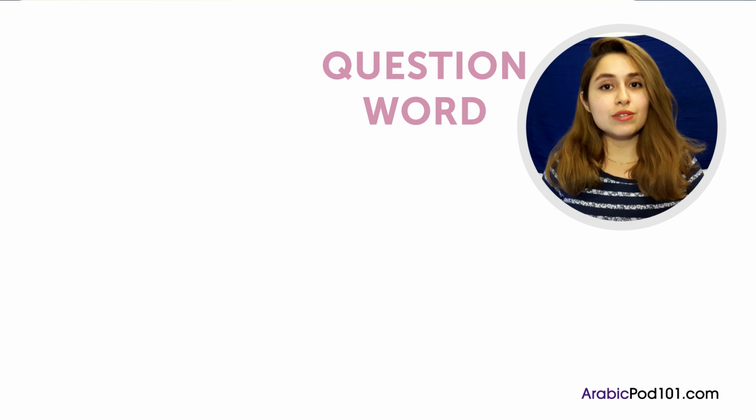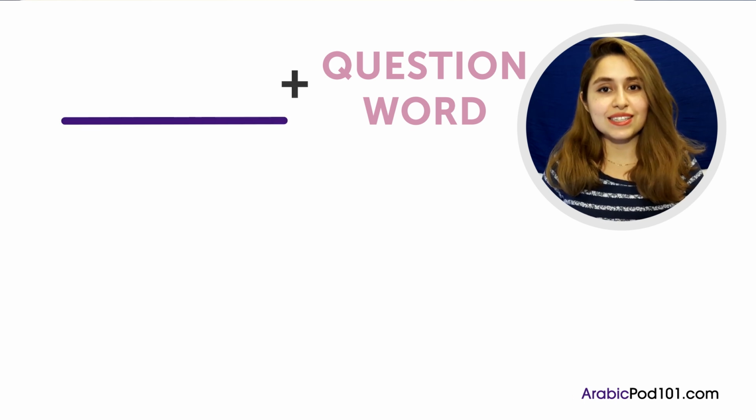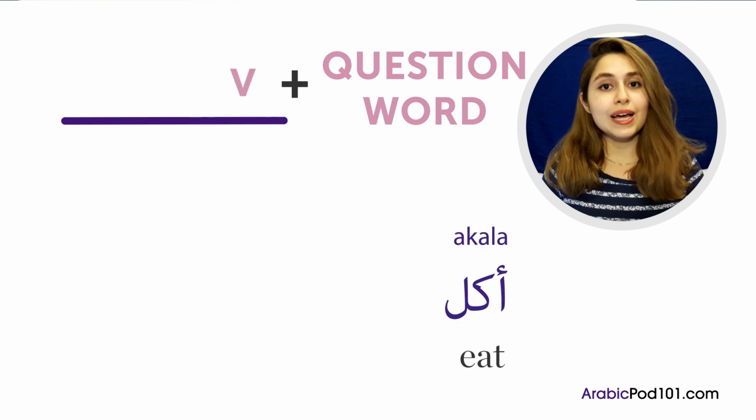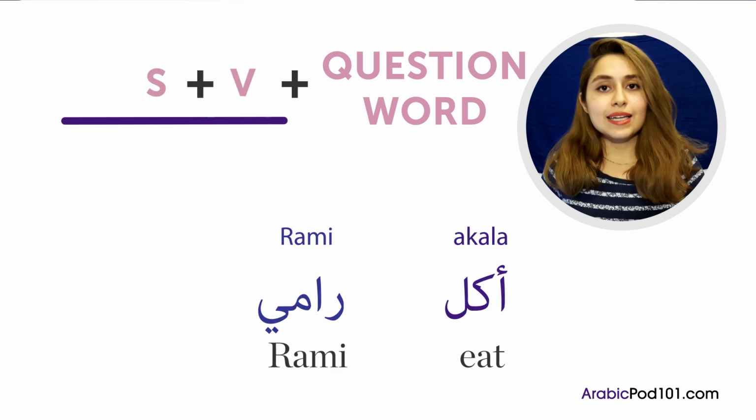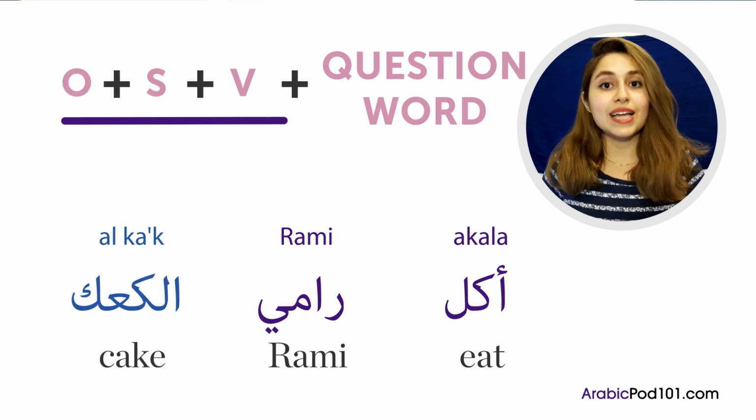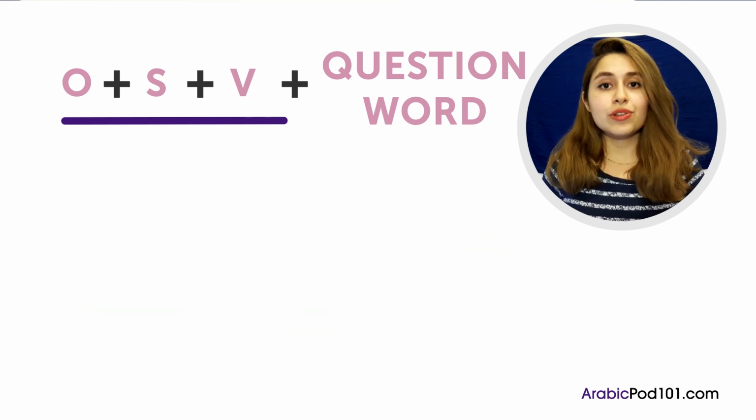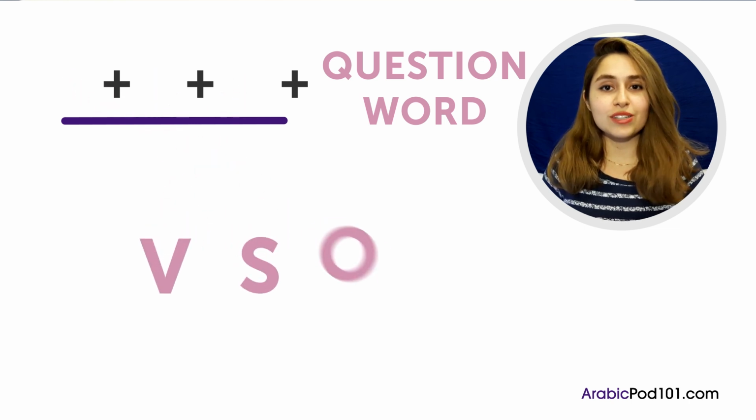As you can see in Modern Standard Arabic, question words must come at the beginning of a sentence. Then comes the verb أكل, then comes the subject Rami, unless that's the information in question, as in the question, who ate the cake? Finally, we have the object al-ka'k. Again, unless that's the information we're asking about, as in the question, what did Rami eat? So the order is verb, subject, object.